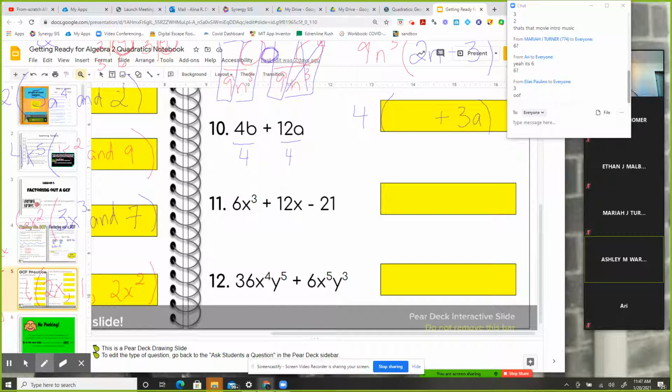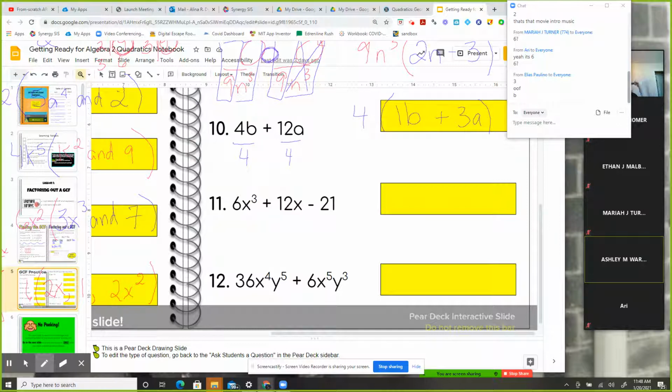What's my first term? If I've got 4 as the common factor, I pulled that out to the outside of the parentheses. I know my second term, 12a divided by 4, is 3a. What's the answer to the first term? 1. 1 what? 1b. Perfect. Okay. We're rocking and rolling.